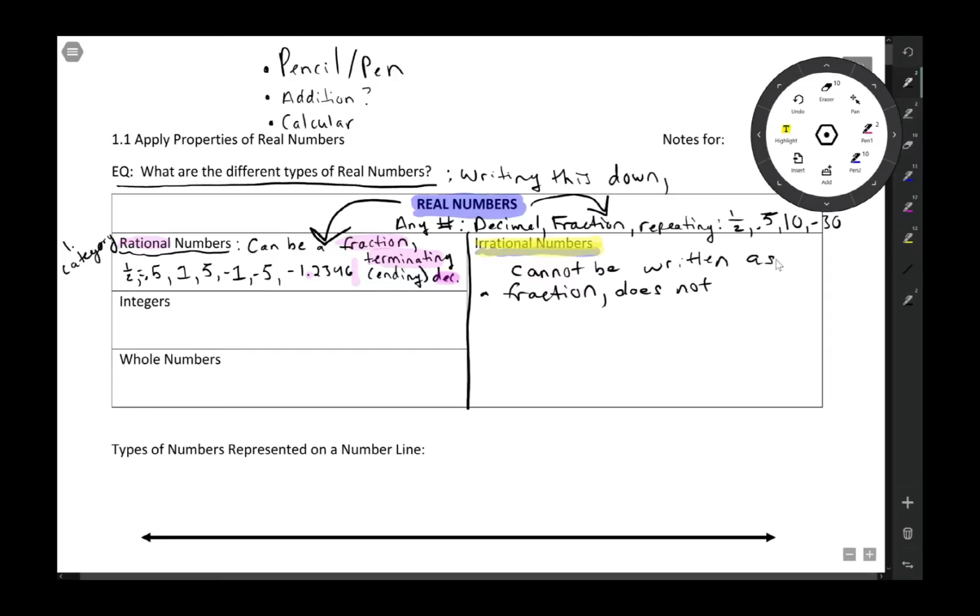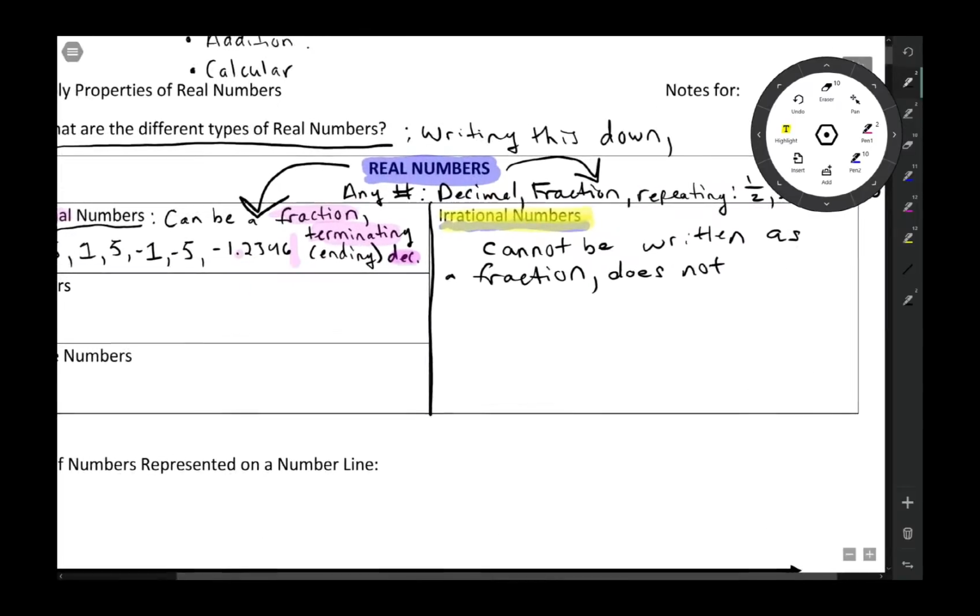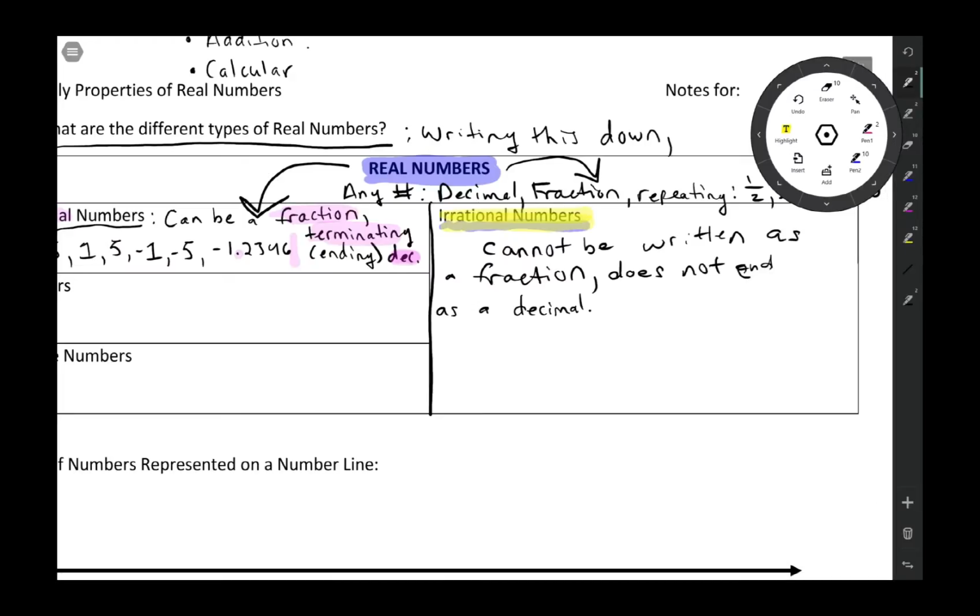Does not. Whoops, sorry. It's okay, we're going to be back here in a second. And it does not end as a decimal. I'm sorry about that. If you got nauseated, take a deep breath, let it out.